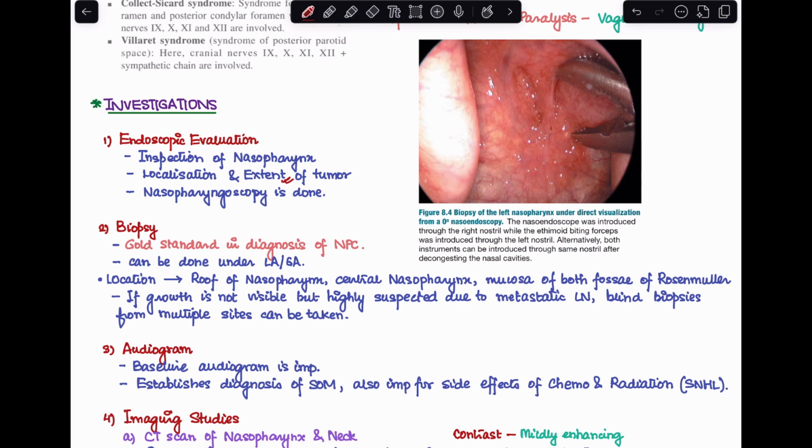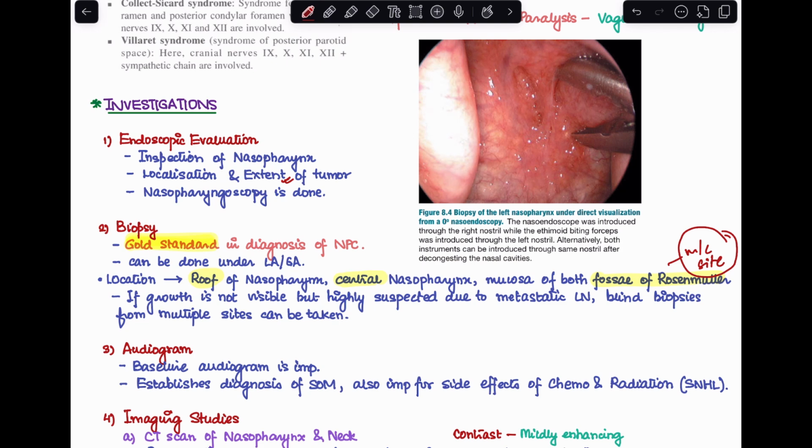The second most important thing to do here would be to perform a biopsy. Biopsy is the gold standard in diagnosis of nasopharyngeal carcinoma. We can do it under either local anesthesia or general anesthesia, depending on the case. So, where would we take the biopsy from? Usually, it is taken from the roof of the nasopharynx, the central area of the nasopharynx, and the mucosa of both fossae of Rosenmuller. We know that the fossa of Rosenmuller is actually the most common site of development of nasopharyngeal carcinoma.